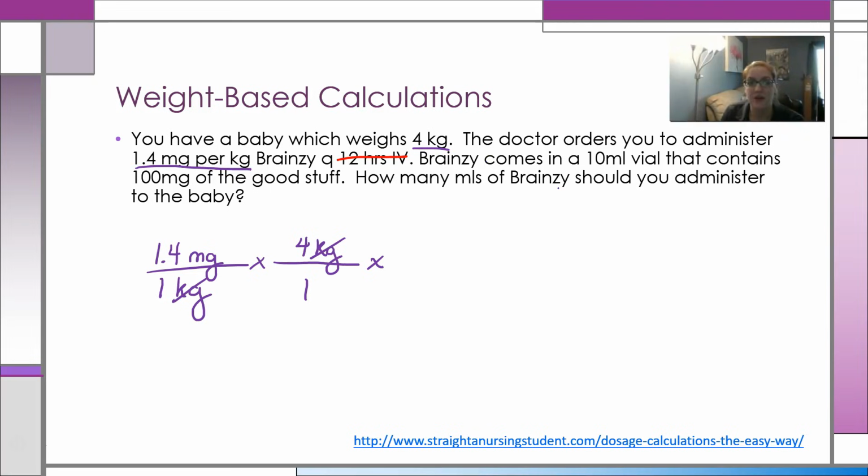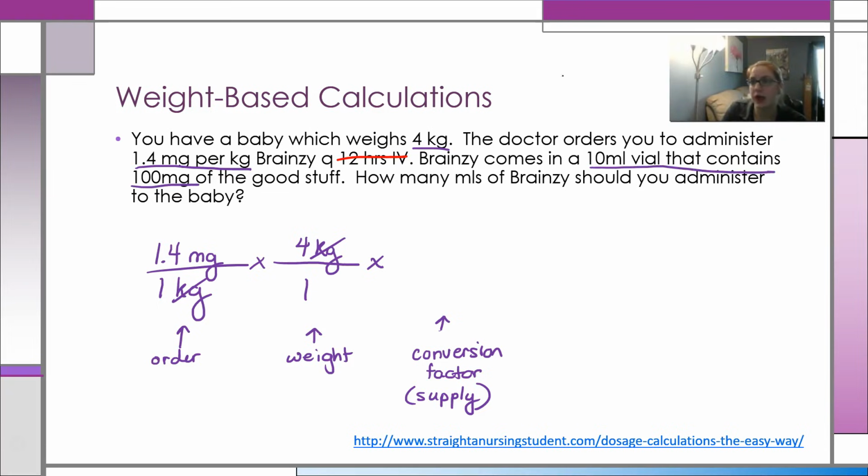How much do we have on hand? So if you want to, you can make a little note saying this was our order, this was the weight, and here we're going to go ahead and use our conversion factor as long as the units match up. Conversion factor, or you can think of this as our supply. As long as the units match up, we can cancel it. So 10 milliliter vial that contains 100 milligrams. So this would be like the conversion unit.